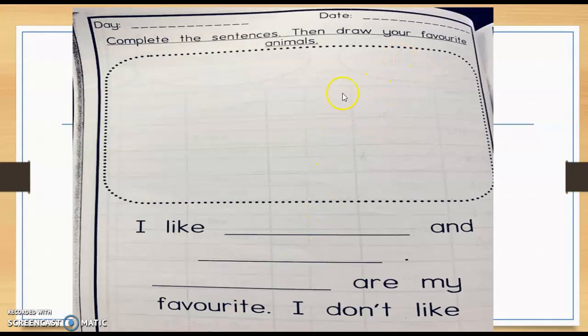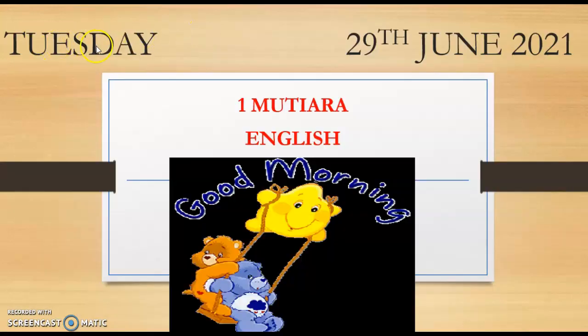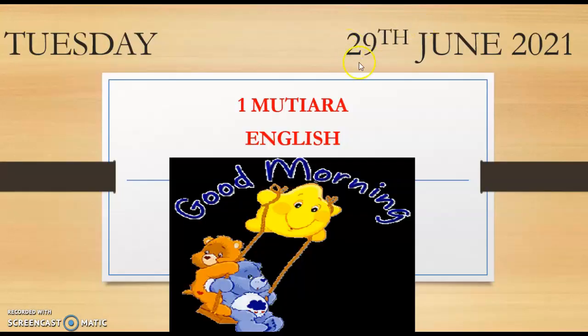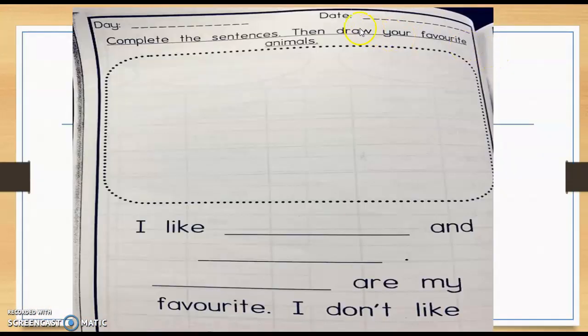your module page 71. Okay, modul muka surat 71. Okay, first of all, dekat bahagian day, I want you to write the day. Okay, tuliskan hari ni. Hari apa? Tuesday. Okay, so please write here Tuesday, and the date here is 29th June 2021. This one, date. Okay, tuliskan di sini, di bahagian date. And then, complete the sentences. Then draw your favorite animals. Okay, lengkapkan ayat. Kemudian lukis haiwan kegemaran kamu.